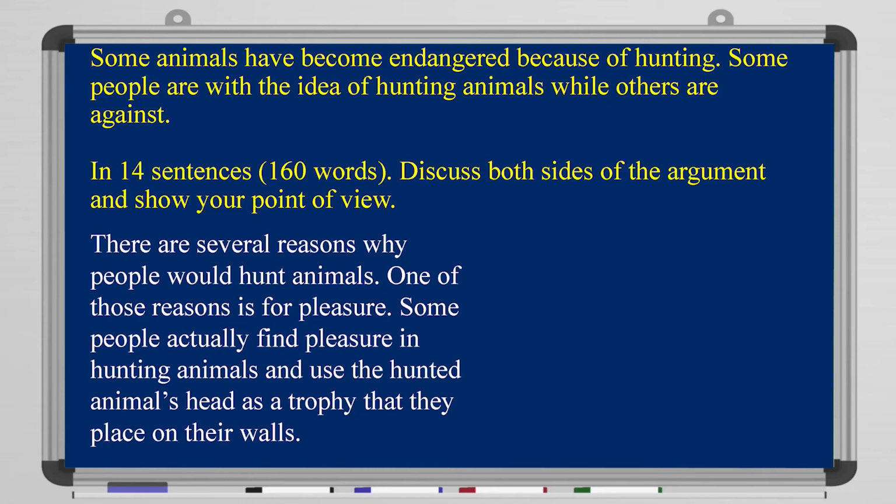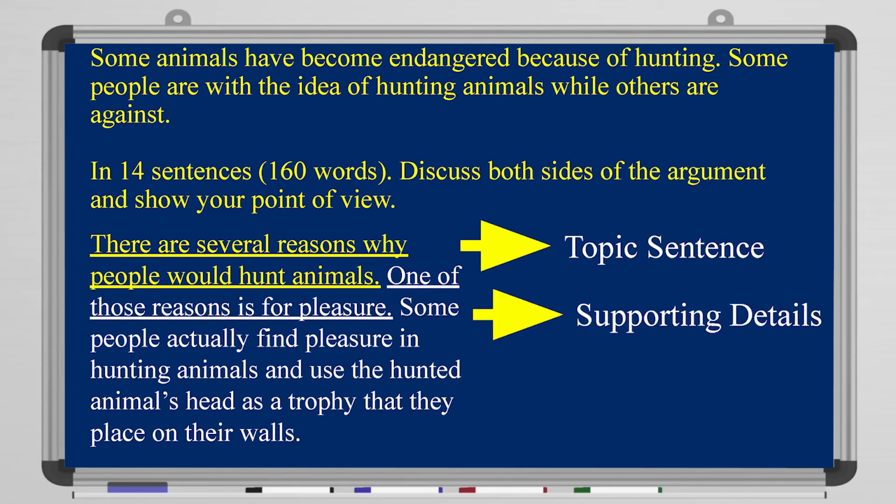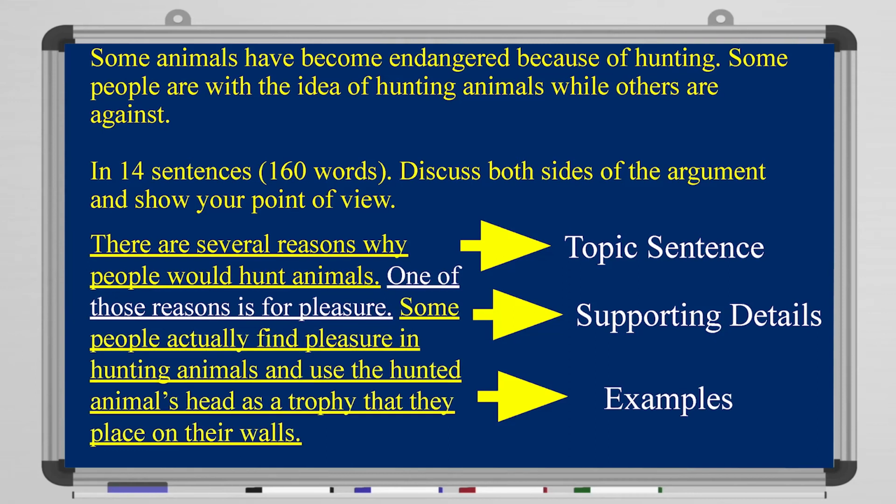Where's the topic sentence? It is related to the introduction. Which of these sentences is related to the introduction? It's the first one. Very good. Okay. Now let's look at the supporting details. This is the first one. Some people do it for pleasure. There's an example. Okay, and they put it on their walls.